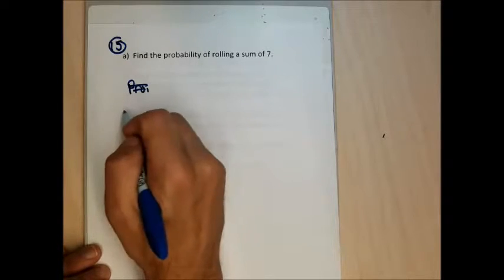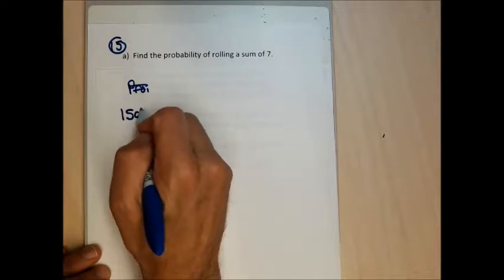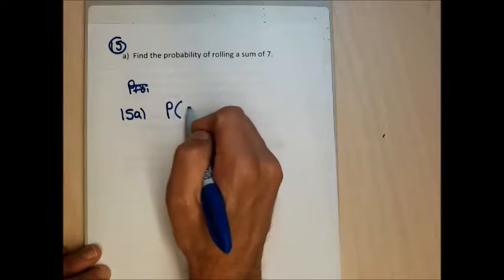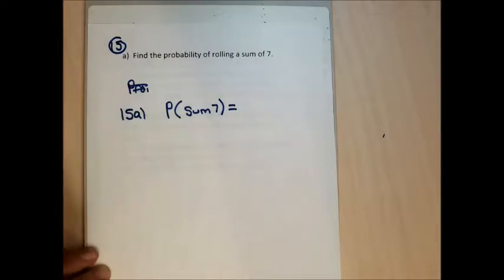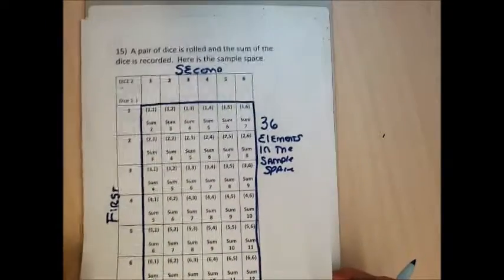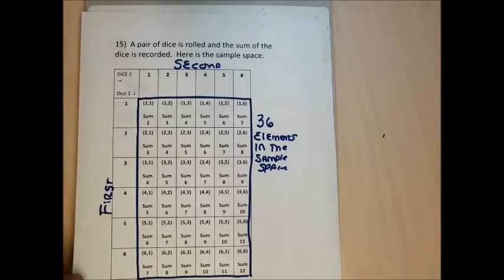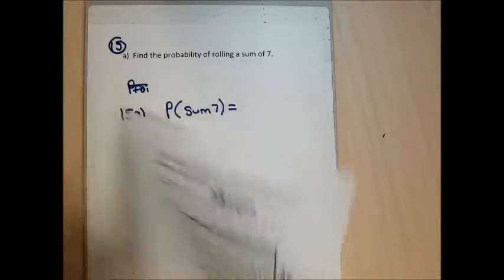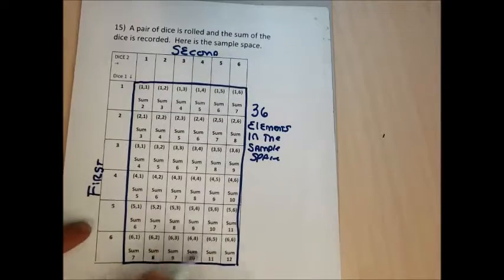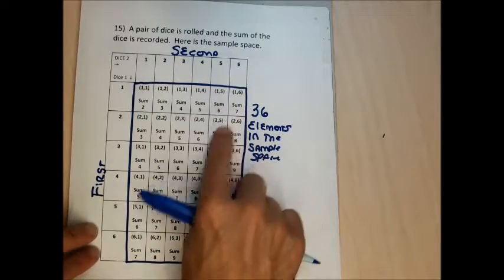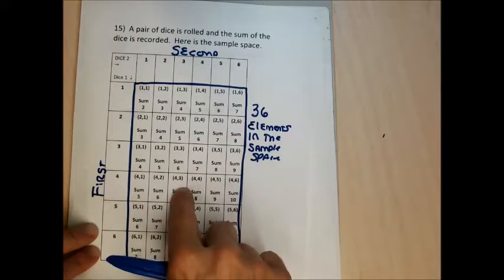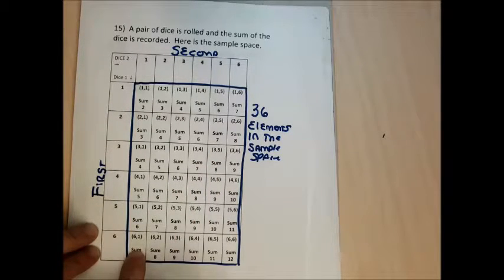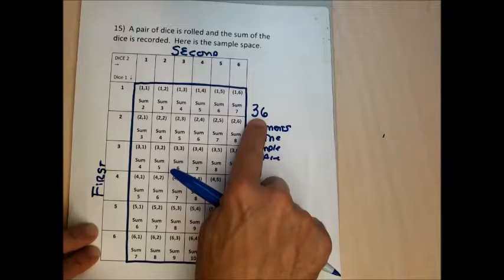So let me just do 15A like this. The probability that the sum of the 2 dice is a 7. When I'm asked to do a probability question, I'm going to form a fraction. The numerator of the fraction is going to be the number that have the desired characteristic. The desired characteristic here is the sum is a 7. If I look through, each row has a 7. There's 1, 2, 3, 4, 5, 6 7s of the 36 elements in the sample space.